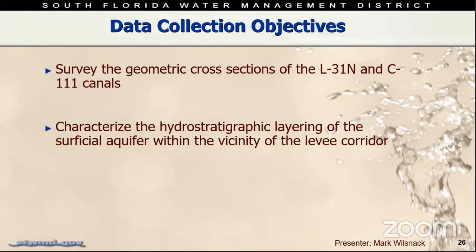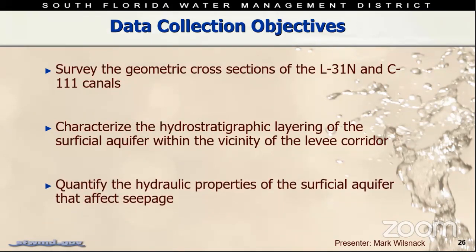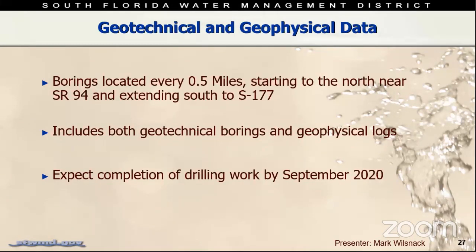We want to characterize this hydrostratigraphic layering within the vicinity of the levee corridor and see what it's like and how it may control groundwater flow. And of course, we want to better understand the properties of each of these zones, how they may steer the groundwater or restrict it or allow it to continue east or whatever. So we're collecting data to accomplish each of these three objectives, which we feel are important for a reliable curtain wall design. Next slide, please.